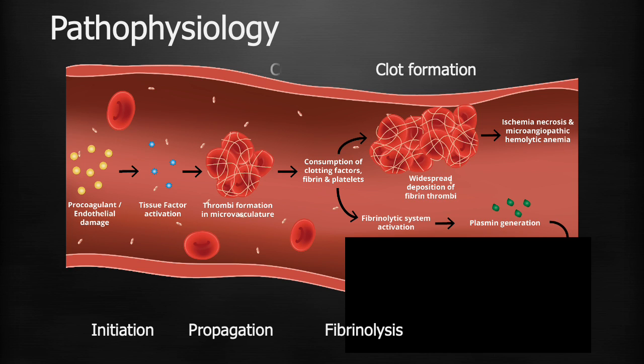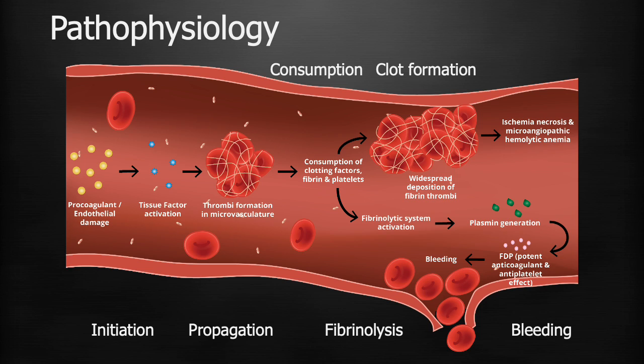Fifth, we have consumption and overconsumption of clotting factors and platelets in the process of clot formation. This can lead to a deficiency of clotting factors and platelets. And lastly, there's the bleeding. The deficiency of the clotting factors and platelets can lead to bleeding.